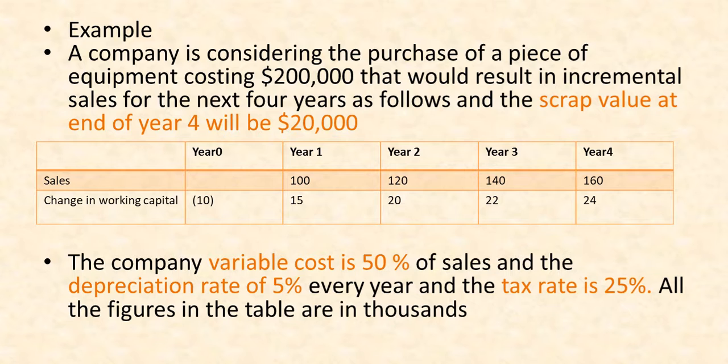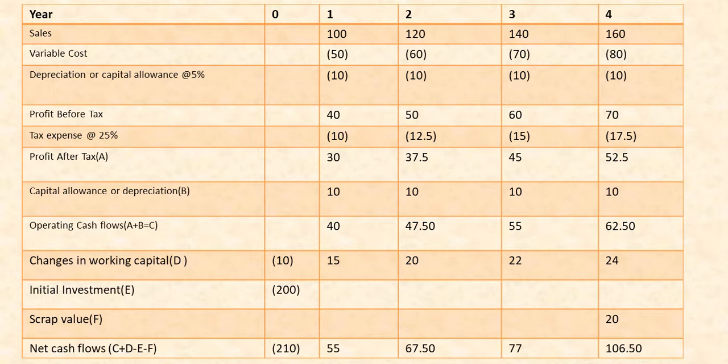Now let's come to the second part. It says the company's variable cost is 50% of the sales, and the depreciation rate of 5% will be charged every year for the equipment we have purchased, and the tax rate is 25%. Now we'll come to the answer of this question. I will tell you line by line what this question means and why I've taken these figures. The most important part in calculating cash flows is to first find out the profit we are generating. So let's start by generating the profits.